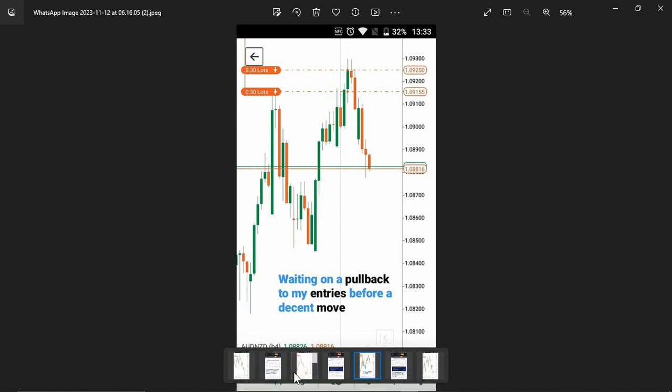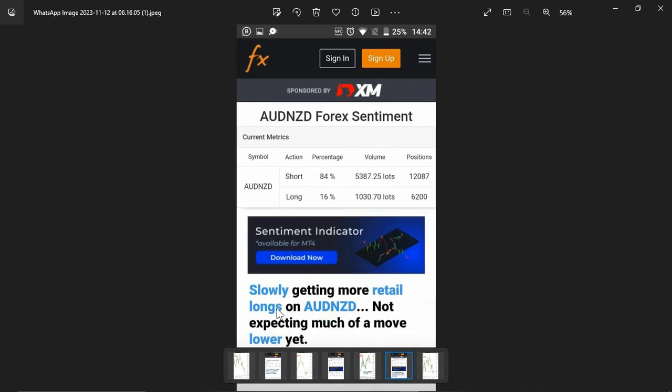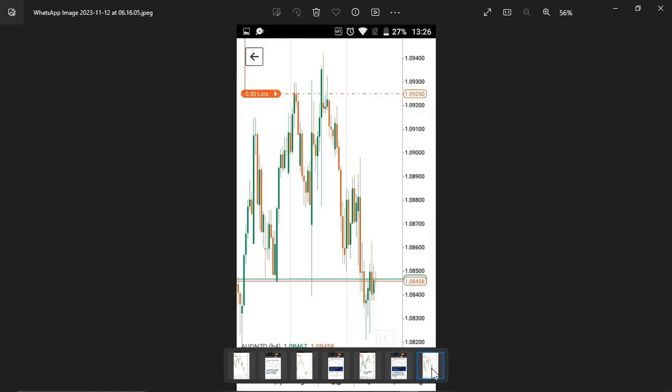And then after that, it was this screenshot here, and I said slowly getting more retail longs on AUDNZD. So more traders were buying AUDNZD, or were adding more long positions, and I knew that if long positions started being greater than short positions, then we'll start seeing AUDNZD go lower, right? Because like I said, majority loses, so if the majority start buying, then prices will go lower. So not expecting much of a move lower yet, and it kept me patient, so it kept me in my trade. I was comfortable holding, right? Because I'm just monitoring the Forex sentiment, and that is how you can also use this to your advantage, guys, because you'll be able to stay in your trade, you'll be able to be patient in your trade.